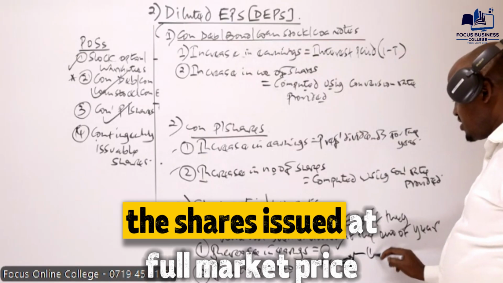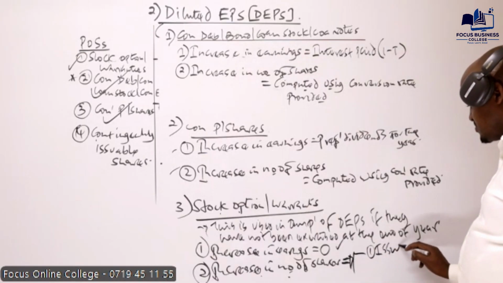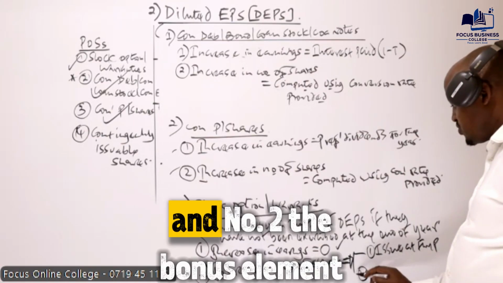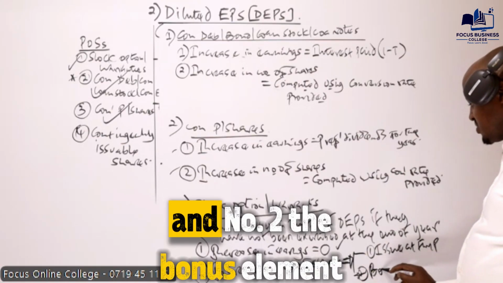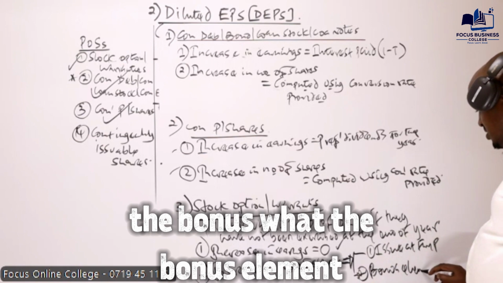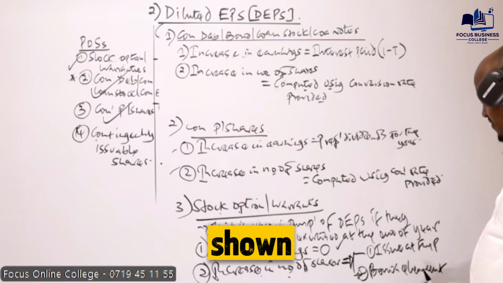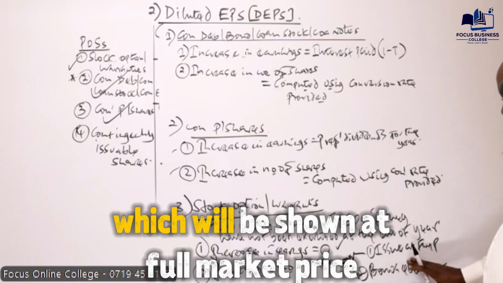The shares issued at full market price, and number two, the bonus element. The bonus element: these are the shares which will be issued free of charge. These are the shares which will be issued at full market price.